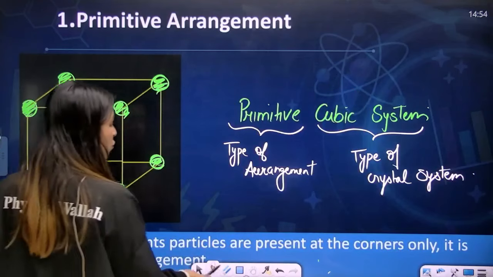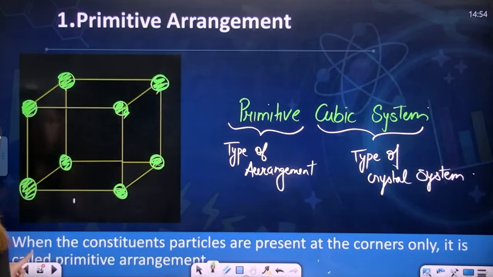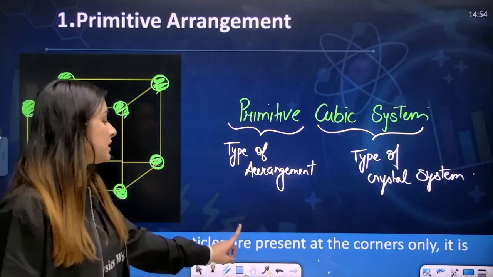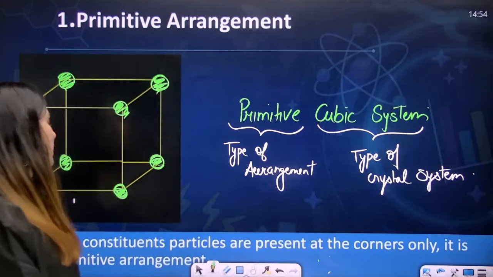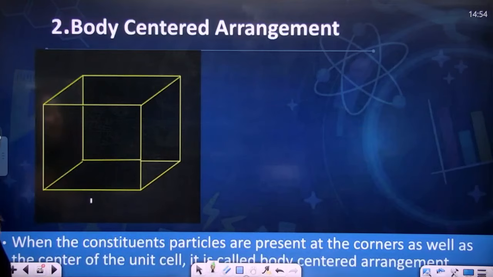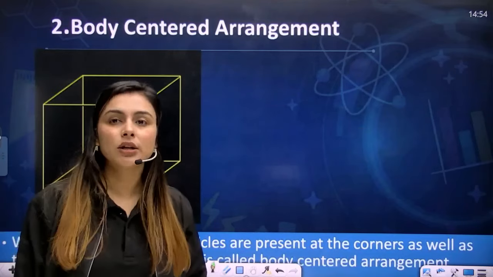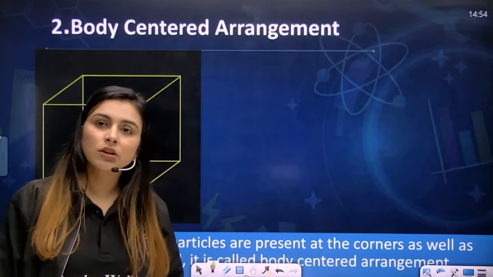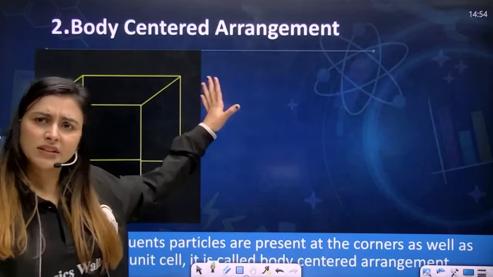Now let's move forward. When the constituent particles are present at the corners only, it is known as the primitive arrangement. Let's talk about the other arrangement. The other arrangement is the body centered arrangement. In the body centered arrangement, my dear students, the primitive is fixed.